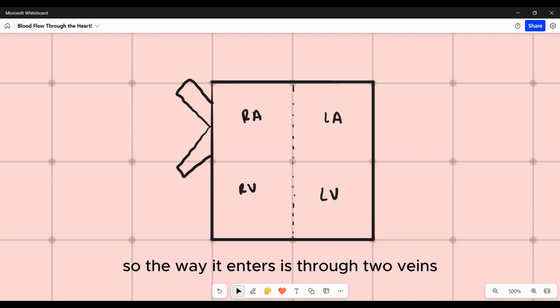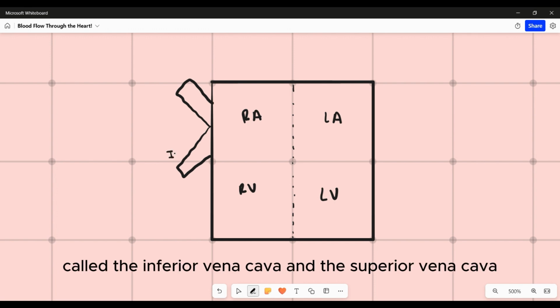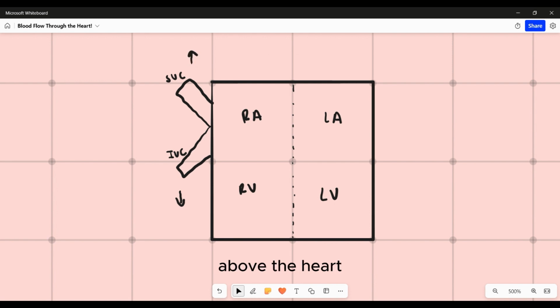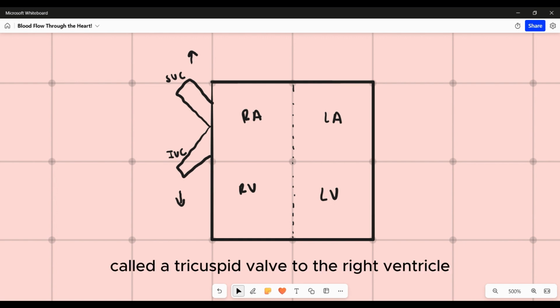The way it enters is through 2 veins called the inferior vena cava and the superior vena cava. The inferior vena cava brings in blood from areas of the body under the heart, and the superior vena cava brings in blood from areas of the body above the heart. From the right atrium, the blood then travels through a valve called the tricuspid valve to the right ventricle.